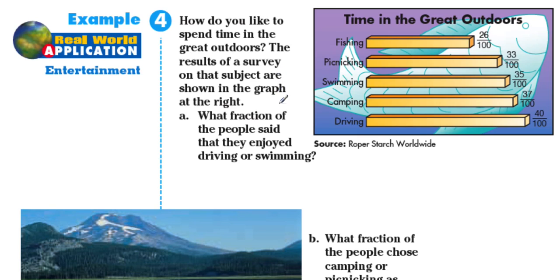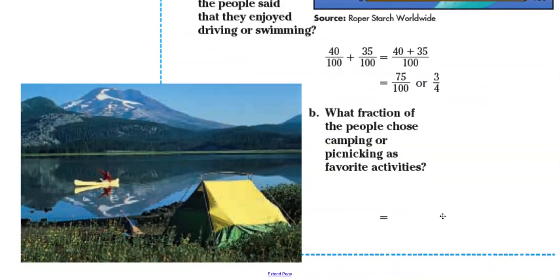Last example: how do you like to spend time in the great outdoors? The results of a survey on that subject are shown in the graph at the right. What fraction of the people said that they enjoyed driving or swimming? Okay, so in letter A, to answer that question, we have 40 out of 100 said that. Okay, and we need to add 35 over 100 because driving and swimming. And then we add 40 plus 35, keep the denominator the same, end up with 75 over 100, or in simplest form, 3/4.